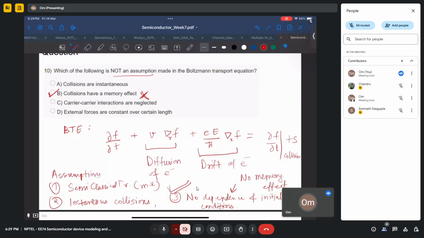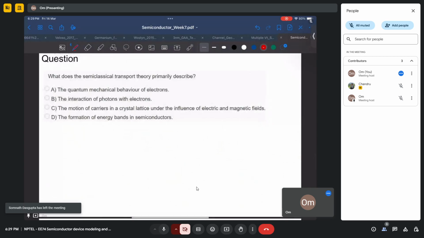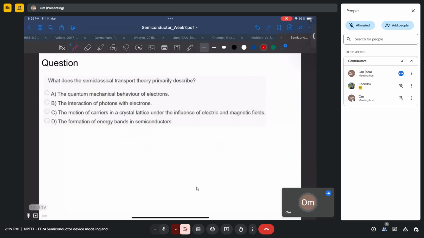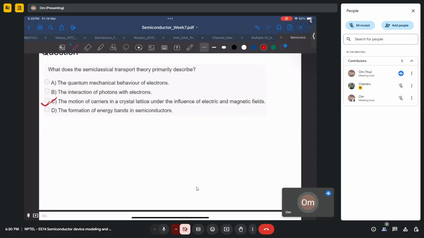Okay. Next, what does the semi-classical transport theory primarily describe? The answer is option C. The motion of carriers in crystal lattice under the influence of electric and magnetic fields.